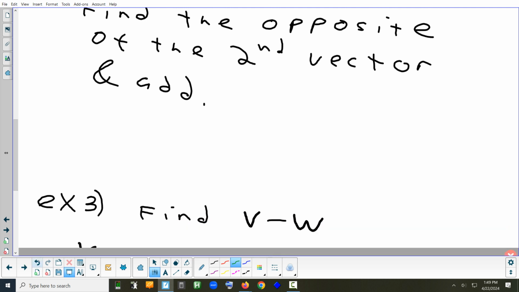Okay, so I want to do v minus w. First, can somebody tell me how I'm going to think of that so it's not subtraction? V plus negative w. Right. We're going to think of that as v plus negative w.